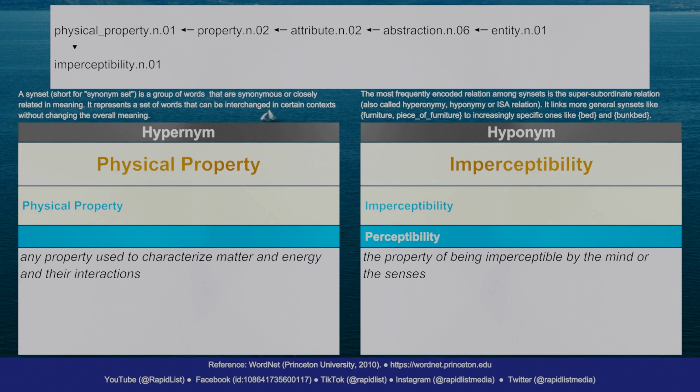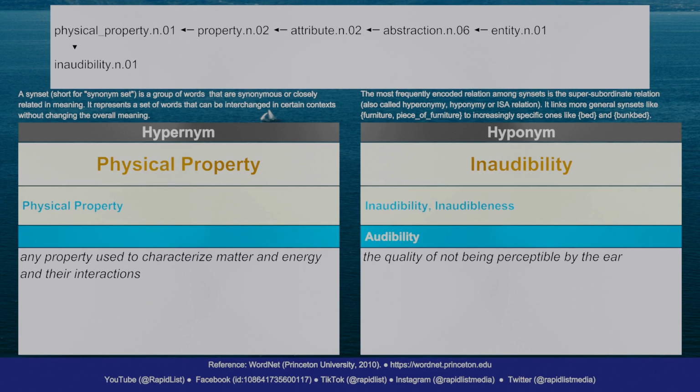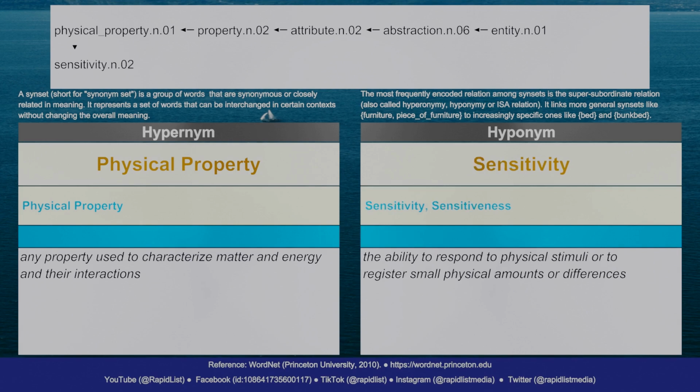Imperceptibility. The property of being imperceptible by the mind or the senses. Inaudibility. The quality of not being perceptible by the ear. Sensitivity. The ability to respond to physical stimuli or to register small physical amounts or differences. The sensitiveness of mimosa leaves does not depend on a change of growth.